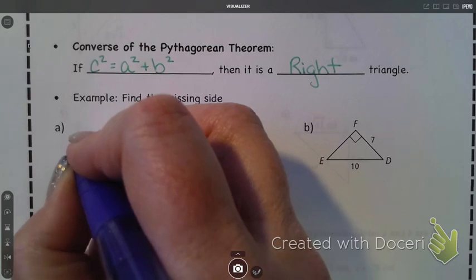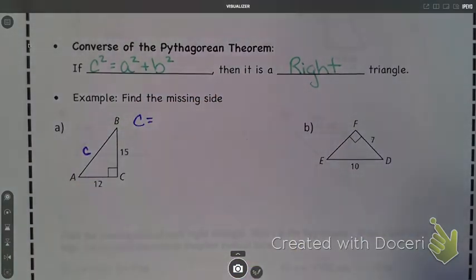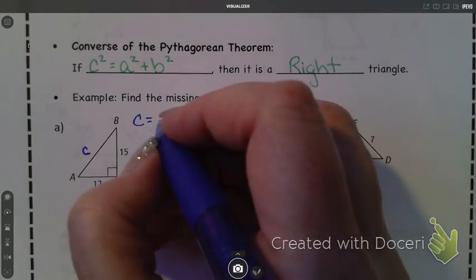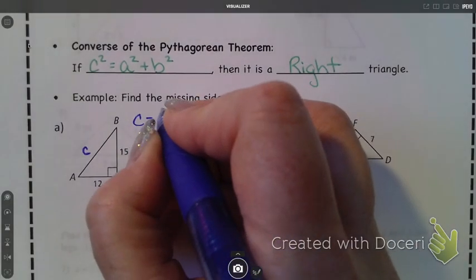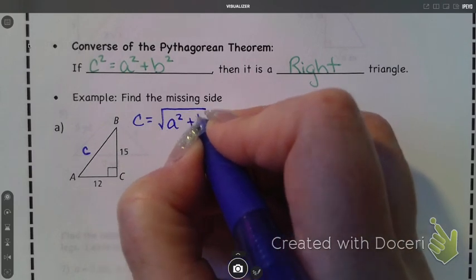So write your c there. And from the top, c equals, what's my formula? 12 squared. Nope, I want the formula. The square root of a squared plus b squared.